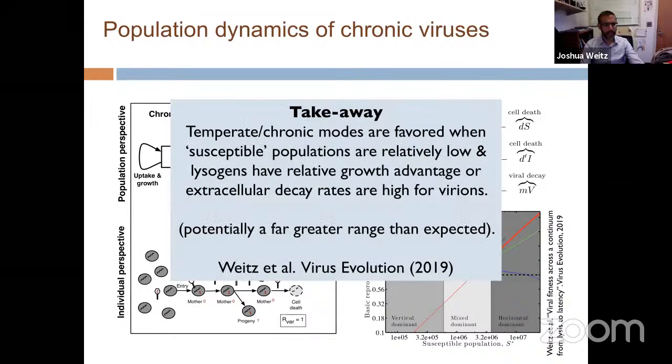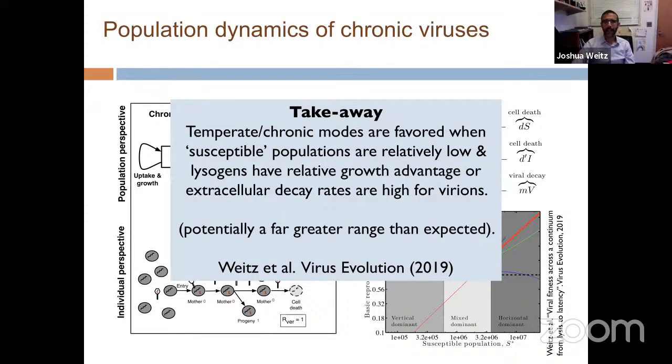Okay, so let me just do this takeaway, and then maybe there'll be a few questions before I get to the final part here. Just to say that, again, these temperate or chronic modes can be favored when susceptible populations are low. So now we have really beginnings of answers to why be temperate. Because on the other hand, this virulent strategy is not just bad for the host population, it's bad for the virus. It's not evolutionarily beneficial to kill the host because you simply don't propagate. There are not enough susceptible cells to produce more than 1 infected cell on average.